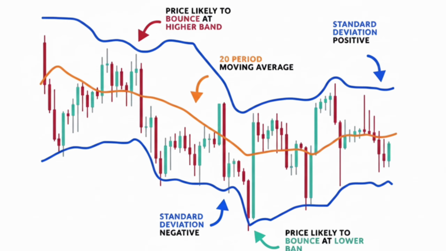Outlier situations. The bands are based on a statistical measure of standard deviation, which assumes that asset price returns follow a normal distribution. However, financial markets are known for having fat tails that sometimes lead to unexpected moves beyond the bands.